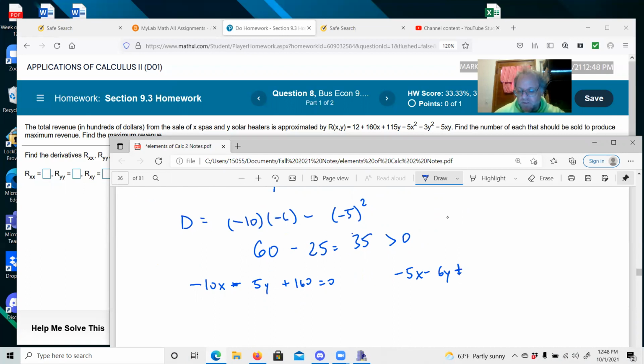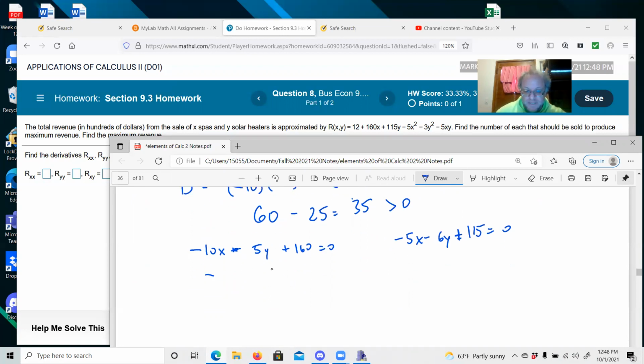Minus 115 is equal to 0. Let's massage this a little bit. So we've got negative 10x minus 5y is equal to negative 160. Here we have negative 5x minus 6y is equal to negative 115.